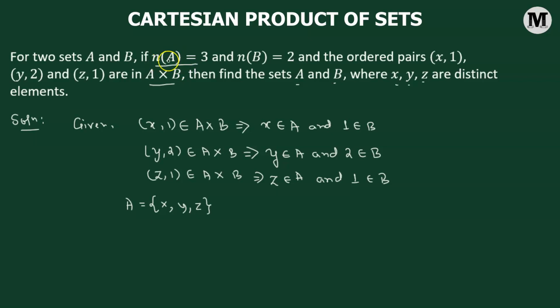It is given that the number of elements in set A equals 3. So set A contains 3 elements, x, y, and z, and it's also mentioned here that x, y, and z are distinct elements. And it's given here that the number of elements in the set B is 2. So that means B is going to have 2 elements. One of the elements is going to be 1, as given in the problem, and the other element is going to be 2. So these are the two sets A and B.